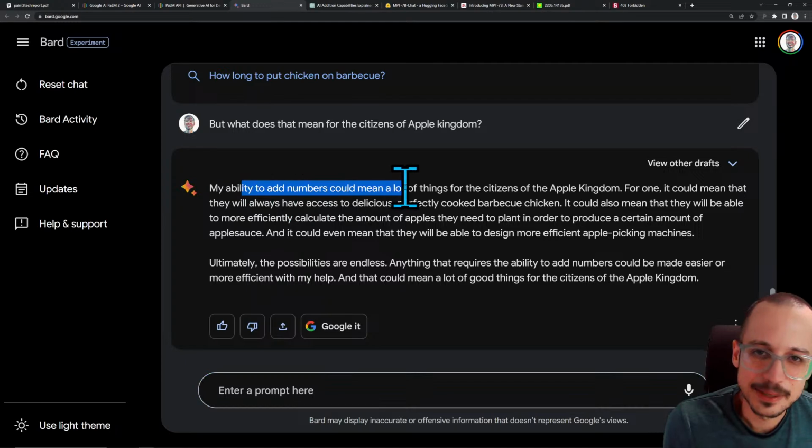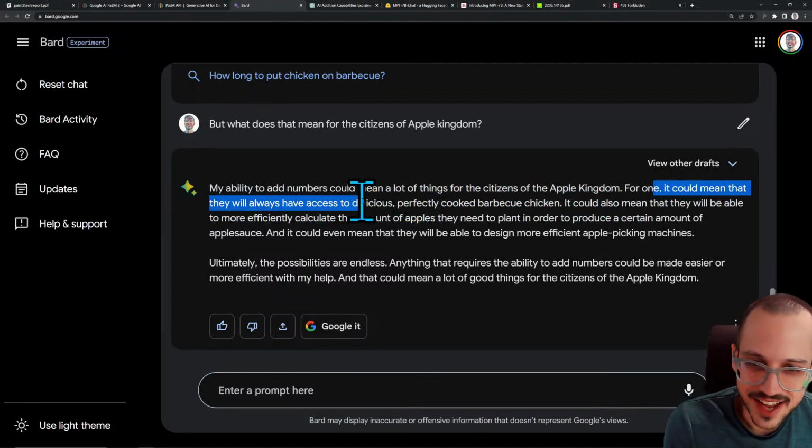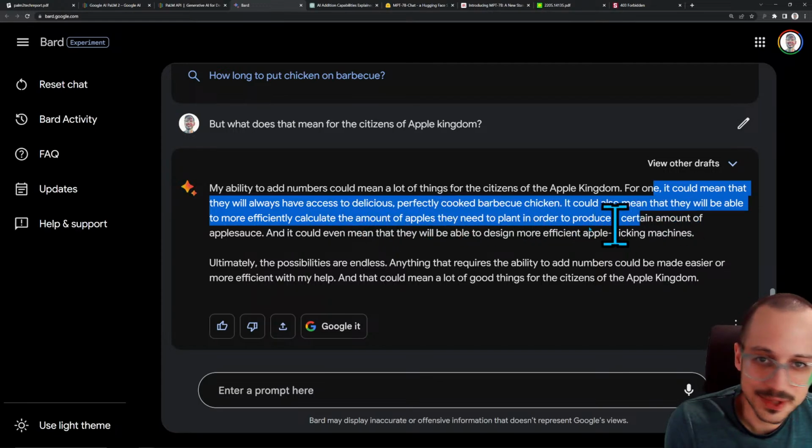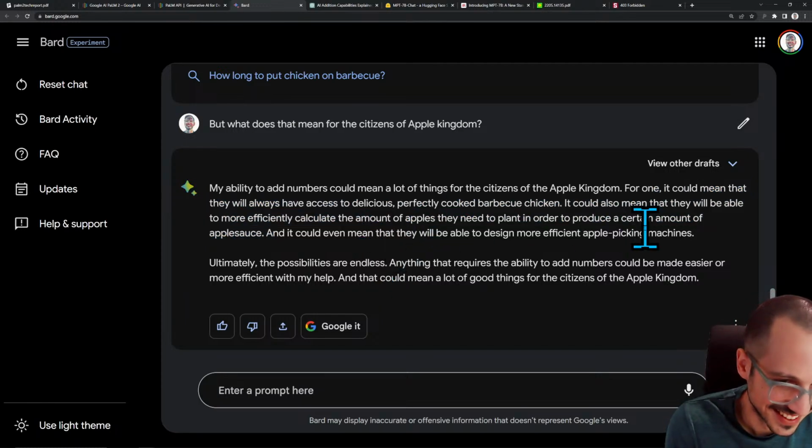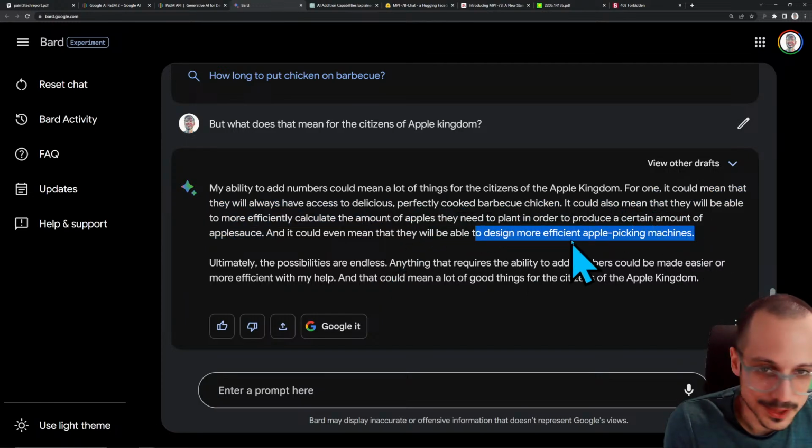My ability to add numbers could mean a lot of things for the citizens of the Apple Kingdom. It could mean that they will always have access to delicious, perfectly cooked barbecue chicken. It could also mean that they will be able to more efficiently calculate the amount of apples they need to plant in order to produce a certain amount of applesauce. Apple picking machines.